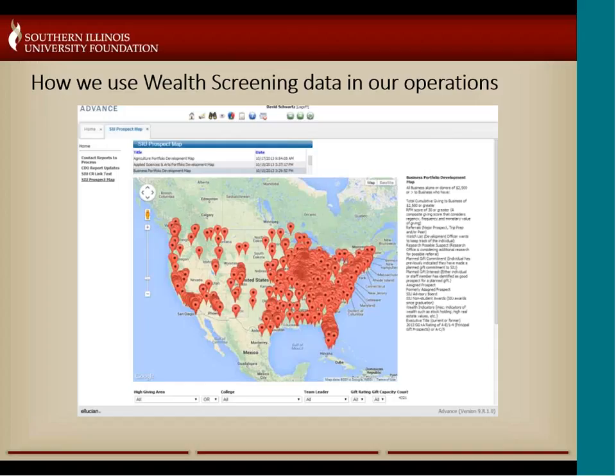So I'm going to transition it over to Jeff. He's going to talk about more details and give you a little bit of a demo on how we've implemented Grenzebach-Glier data into a mapping solution for our development staff.